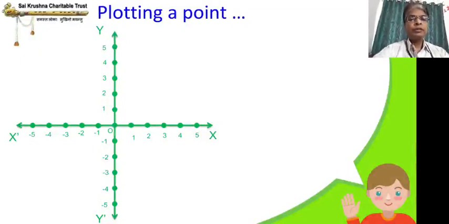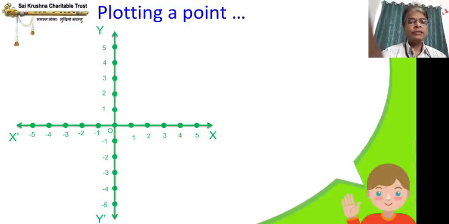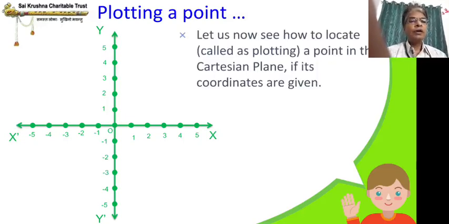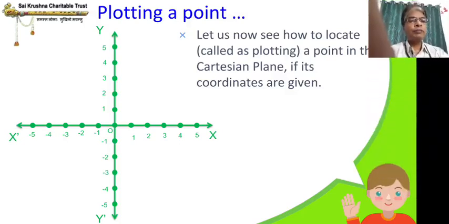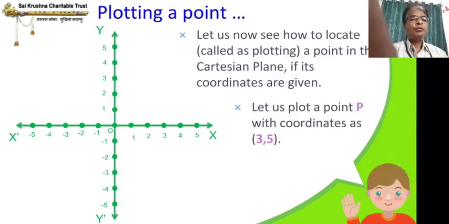Plotting a point. This is the graph. I have already made the graph, because otherwise it will take time for me to draw each and every line and point. Let us see now how to locate, which is also called plotting a point in the Cartesian plane if its coordinates are given. So let us plot a point P with the coordinates (3, 5).